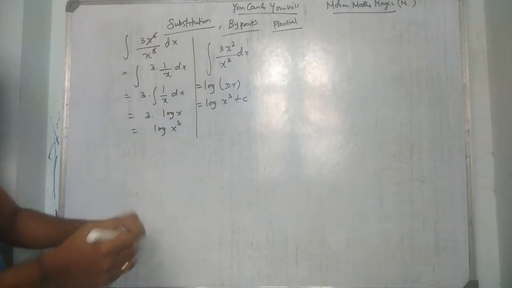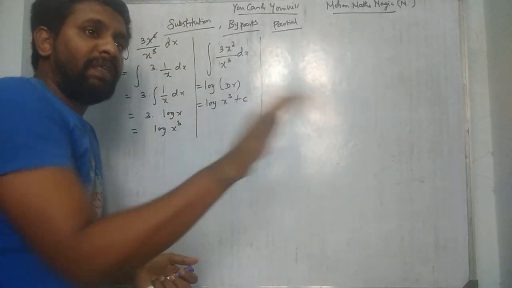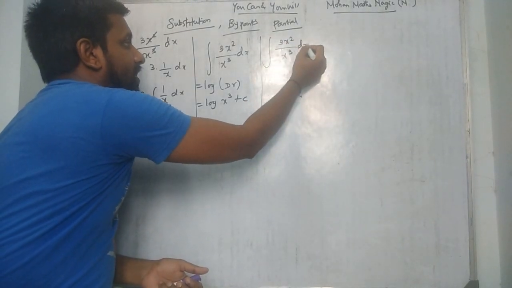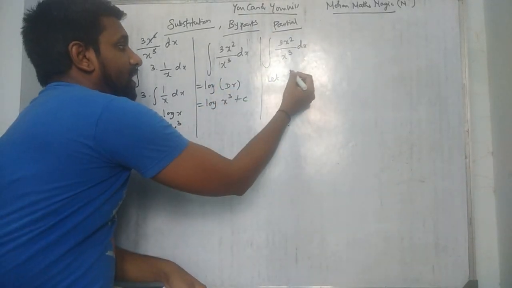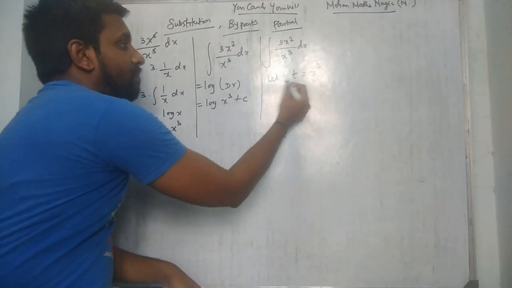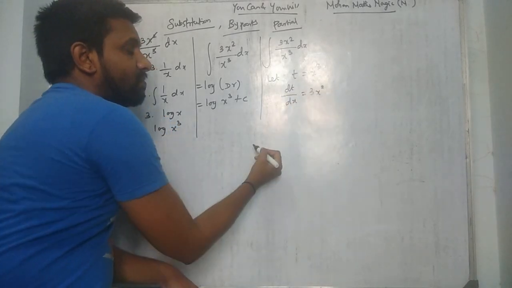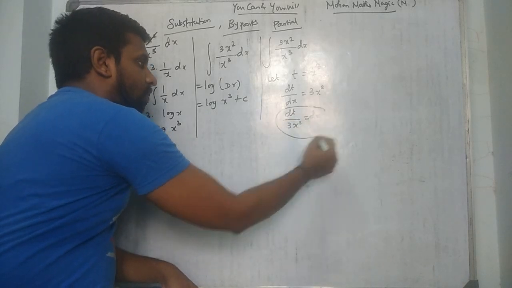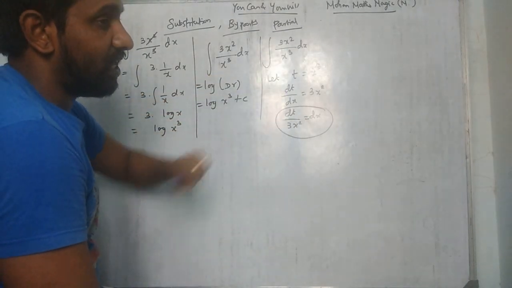So what is actually the substitution method? Substitution method is: instead of me, you have to go; instead of you, some other person has to go. So take 3x square upon x cube dx. Now in place of x, you substitute some other variable. For example, let t equal to x cube. Now differentiate both sides with respect to x. dt upon dx equals 3x square. Next, dt upon 3x square equals dx. So in place of dx, you have to substitute dt upon 3x square.